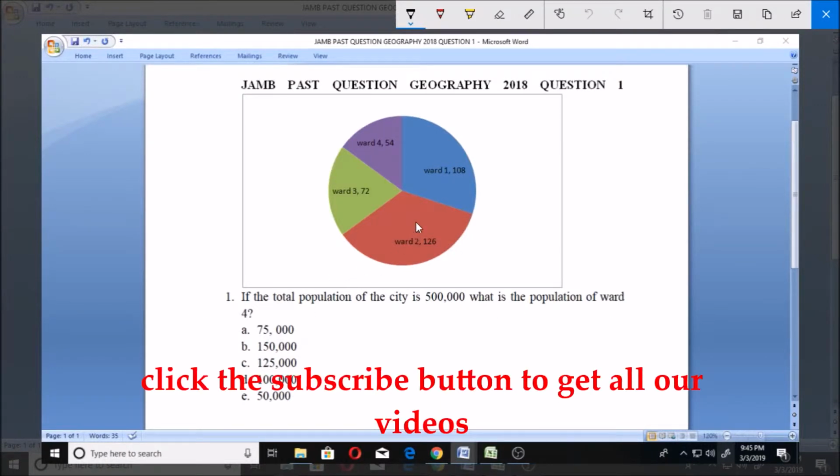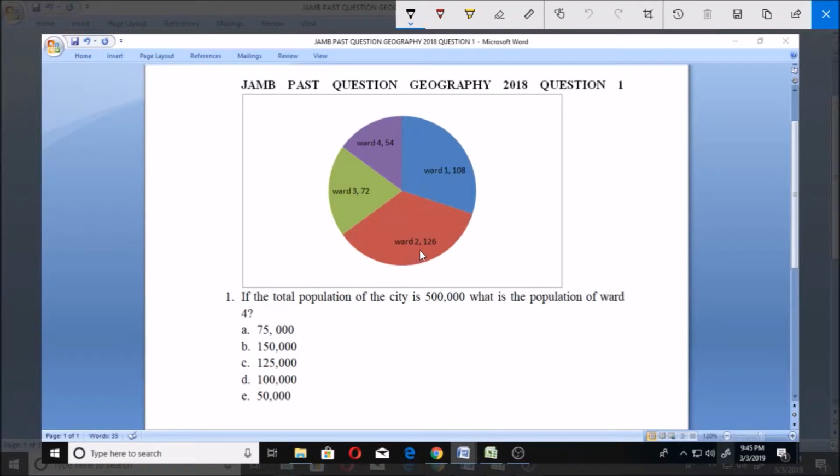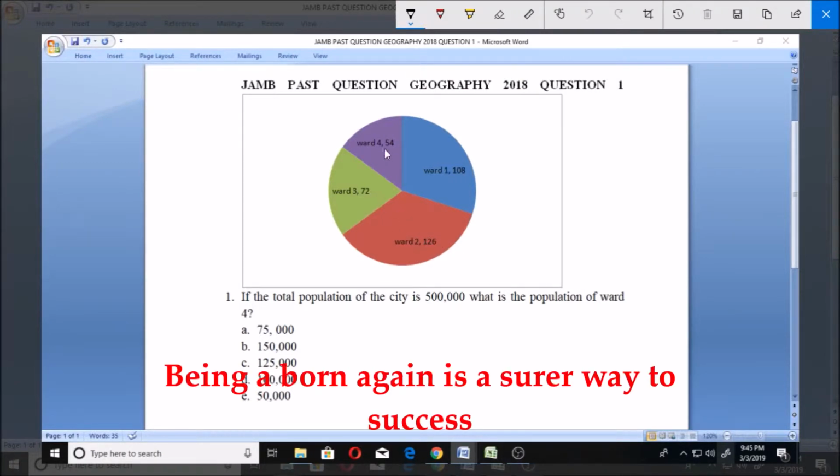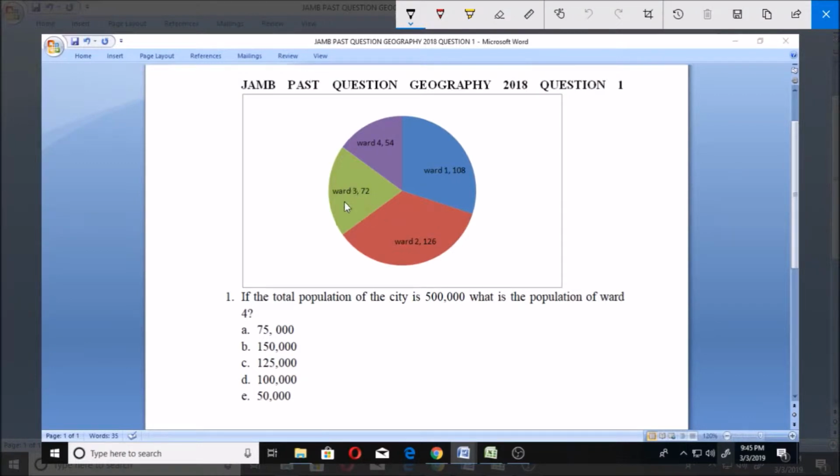You can see this is Ward 1. It has 108 degrees. This is Ward 2, 126 degrees. Ward 3, 72 degrees. Ward 4, 54 degrees. So having this distribution, what is the population of Ward 4? This is Ward 4 here. So take note, these are in degrees. This is 54 degrees, 108 degrees, 72 degrees, and 126 degrees.